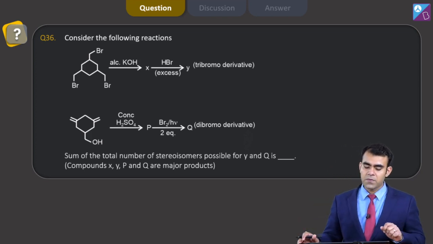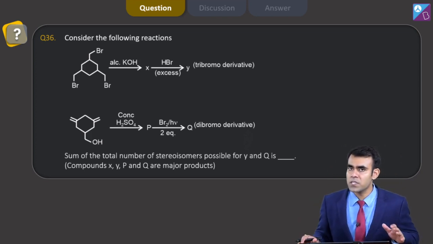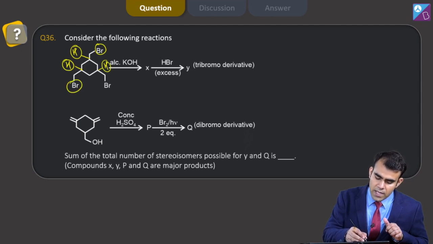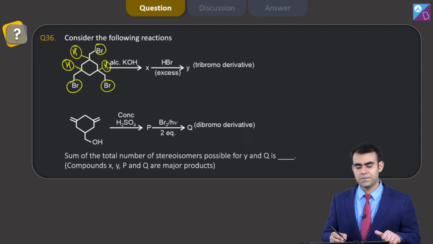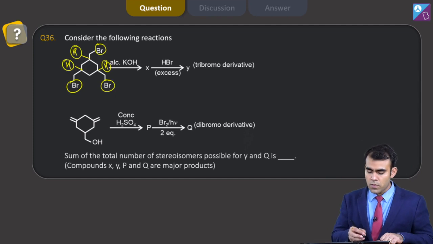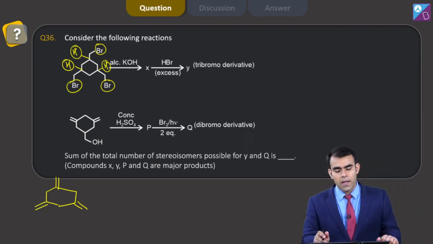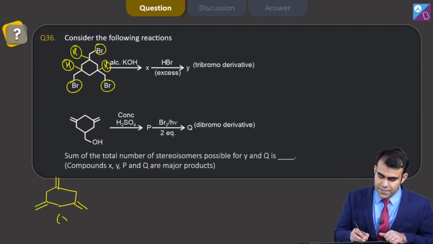So here first we have alcoholic KOH, so no rearrangement, alkene will be formed, Br will be lost and a beta hydrogen will be lost from here. So this H and Br, this H and Br and this H and Br will be lost. And if these are lost, what we obtain is something like this. And this is my X.